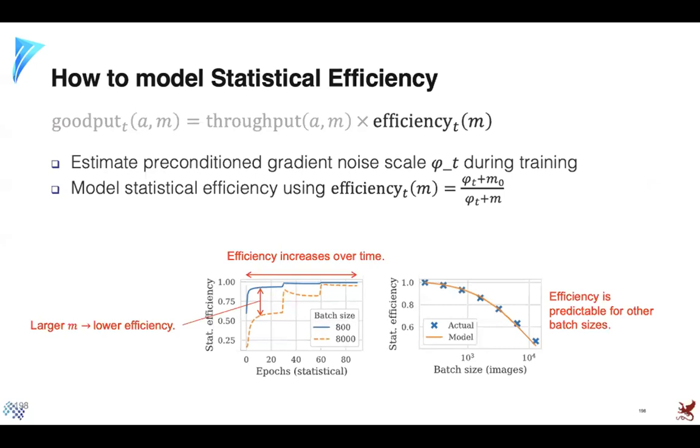By using this model to express statistical efficiency, we're also able to estimate the statistical efficiency during runtime. Here's an example on the left of training an ImageNet model with the statistical efficiency measured. We see that near the beginning of training, the statistical efficiency is lower for larger batch sizes, whereas as we progress through training near the end, using a larger batch size is typically nearly as efficient as using a smaller batch size. And we can also predict the statistical efficiency over different batch sizes, which allows us to automatically decide which batch size is the right one to use for our job.